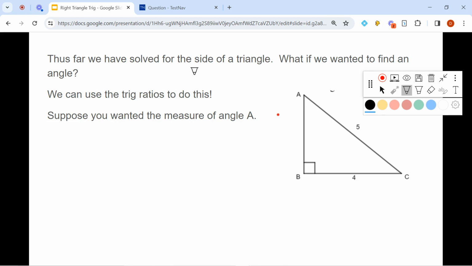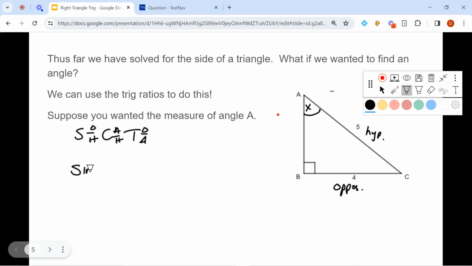Okay, so suppose that angle A is what I wanted to find. We'll call it X, just to call it something. It's an angle. Now, here's angle X. Across from X is the 4, right? It's opposite. And then across from the right angle is the 5. It's the hypotenuse. So if we write down our SOHCAHTOA, opposite and hypotenuse is the sine. So we know the sine of X is equal to 4 over 5, opposite over hypotenuse.